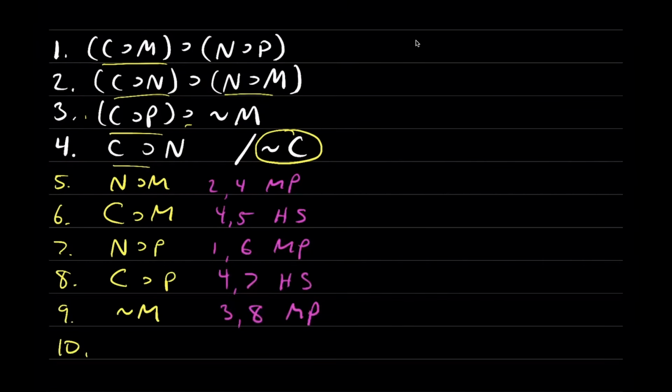Line 10. Remember, we're trying to get not C on its own. And in line 6, we've got a conditional. If C, then M. Line 9 tells us that M is false. We know from that C has to be false. And that's going to follow now from line 6 and line 9 by Modus Tollens, MT. And we're done. We've got not C on its own line.